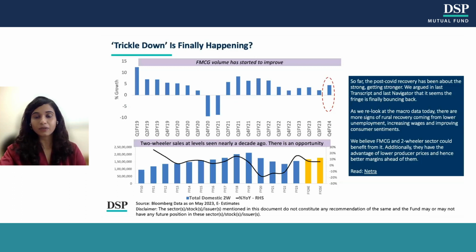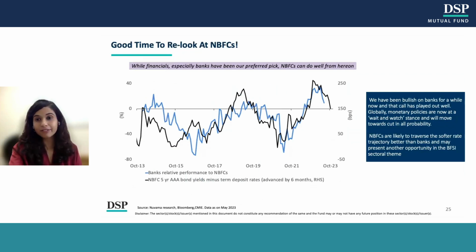In terms of sectors, COVID was all about the strong getting stronger, but now the recovery is finally trickling in. So on the rural front, let's say the FMCG volume has started to pick up pace. Two-wheelers are doing better. So the recovery is getting more broad-based, and rural recovery could possibly help. Within the financials, banks have seen a huge run-up, but now possibly NBFCs could do better, and there's a case to pass the baton from banks to NBFCs.